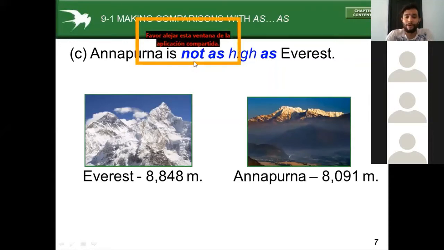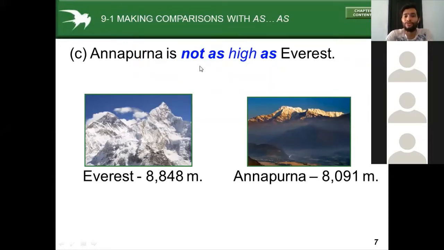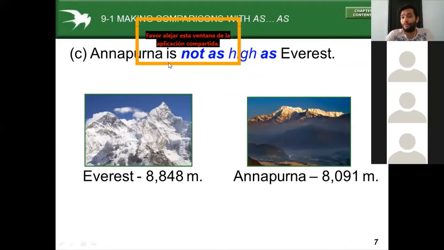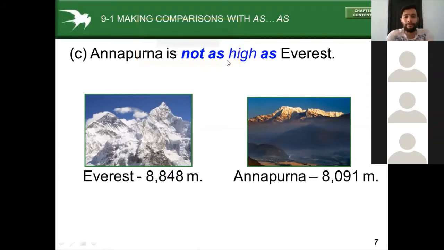Now, in the negative form, you just make it negative by making the negative form of the verb, right? In this case, I am using the verb be for making this comparison. So I can use not, but always before as, right? So not in the middle, before it. So Annapurna is not as high as the Everest.